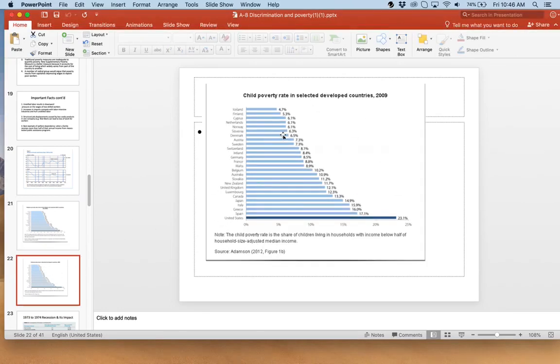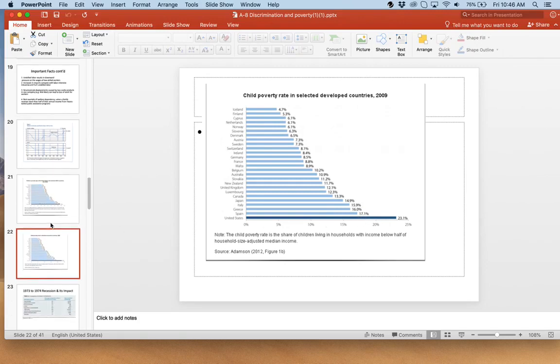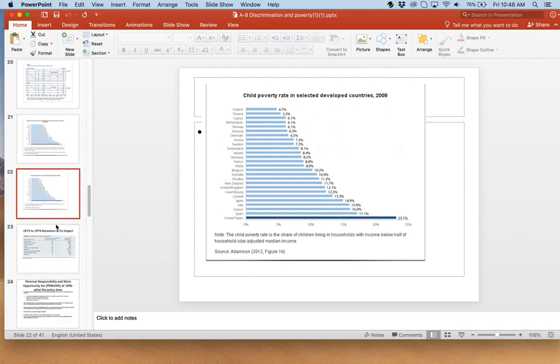Look at the child poverty rate in selected countries. In Iceland, it's less than 5% among children. In Finland, it's 5%. Look at poverty in the United States. Children are poor. So many children are poor. Almost 17% of children are poor. What is it that we cannot figure out about how to reduce poverty among our most vulnerable populations?